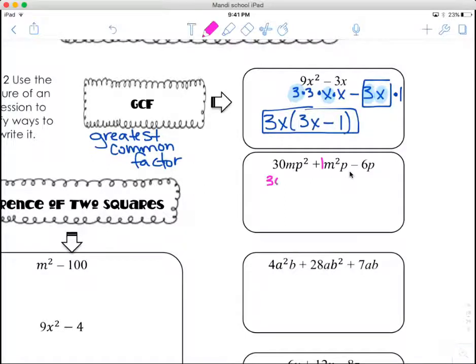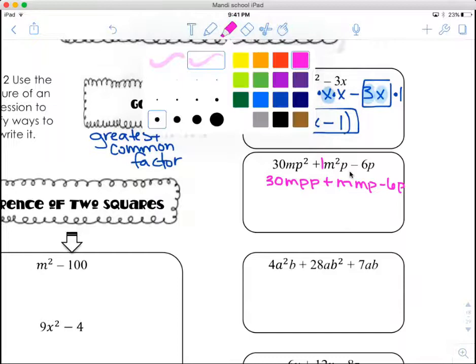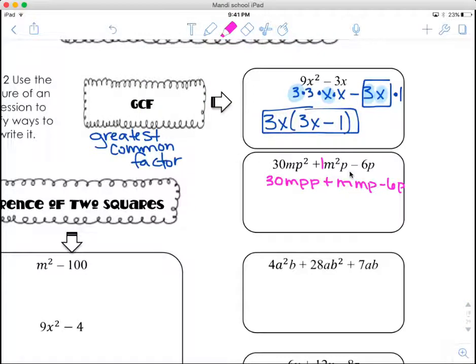So we have a 30m p times p plus a 1 m times p minus 6p. So we want to find what they have in common. Well, they each have a p. And that is the only thing that they all have in common. So the p comes to the outside.